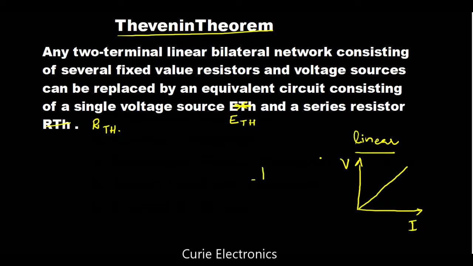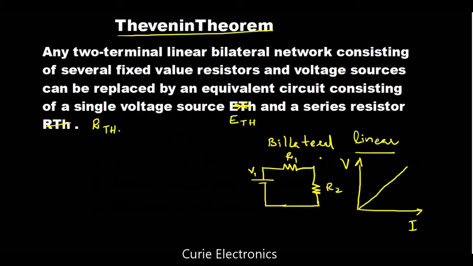Bilateral means, see, you have a voltage source, if you change the direction, if you change the polarity of this voltage source, that is voltage source V1, you will get a straight line, only the direction changes. The property doesn't change. If this is a bilateral network, the property doesn't change if we change the direction of the voltage source. This is bilateral.